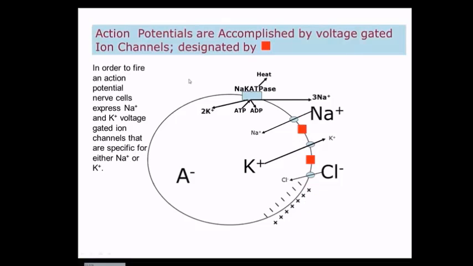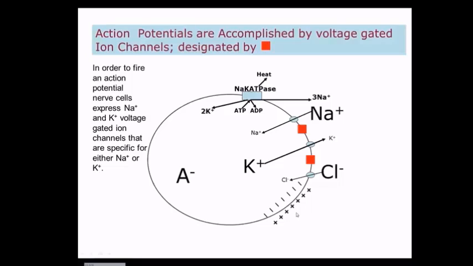So we have two of them. We have a voltage-gated ion channel for sodium that is specific for sodium, and we have a voltage-gated ion channel that is specific for potassium. And this cell is at rest. And again, the polarity right here is all around the cell. I've only shown a patch here.